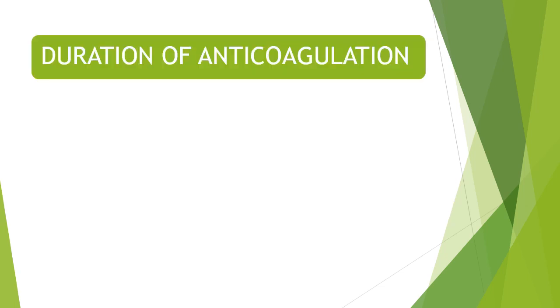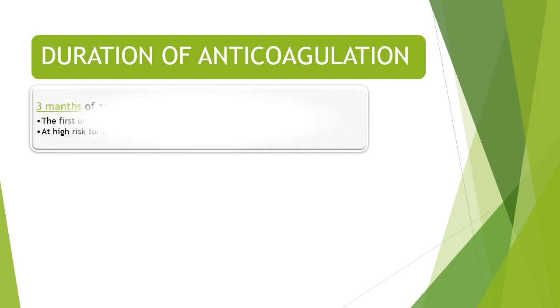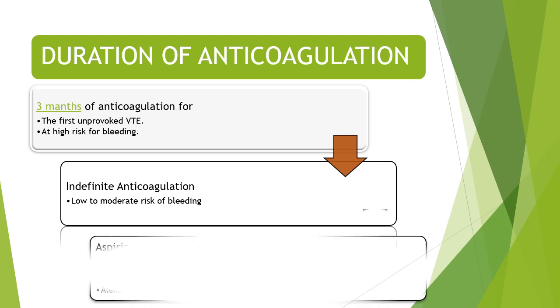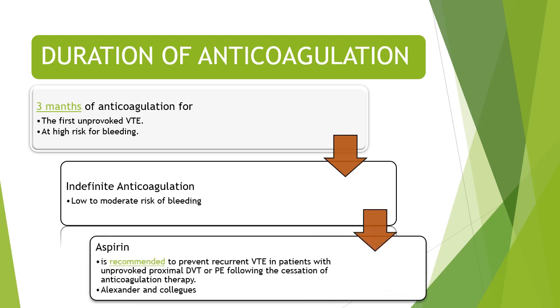Now the question arises: how long should anticoagulation therapy be continued in patients with deep venous thrombosis? We know from the guidelines that 3 months of anticoagulation therapy should be recommended for the first unprovoked VTE in those patients who are at high risk for bleeding. However, if the patients are at low to moderate risk for bleeding, indefinite anticoagulation should be recommended in those patients. With regard to aspirin, it is recommended to prevent recurrent venous thromboembolism in patients with unprovoked proximal DVT or PE following the cessation of anticoagulation therapy.